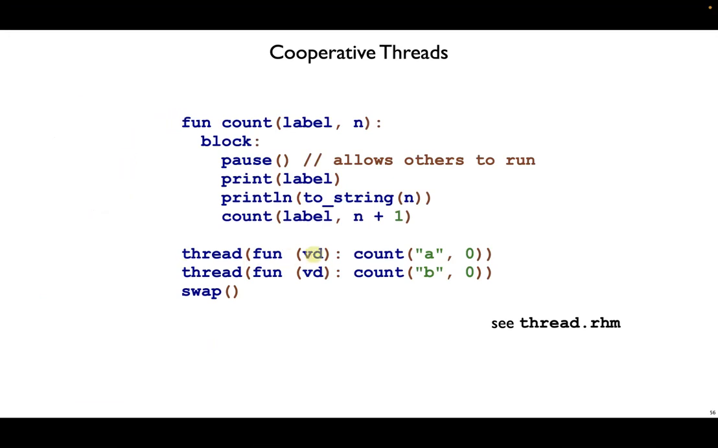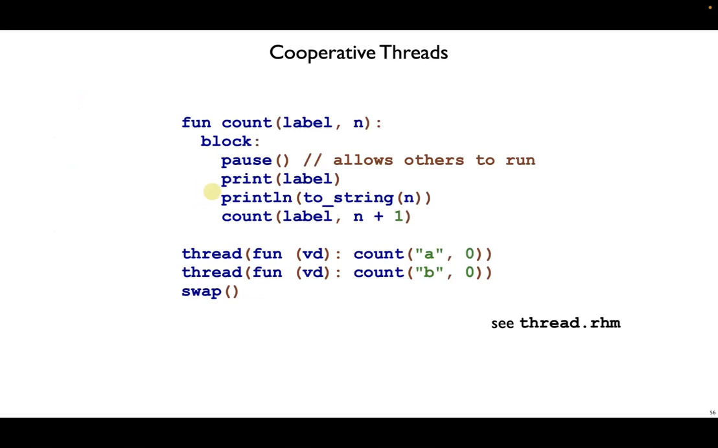Down below, we make one thread that takes in a dummy value and then calls count with A. Another thread takes in a dummy value, calls count with B. And then we run swap. Swap says stop the current execution up at the top level and switch to one of the threads. Count lets another thread take a turn.